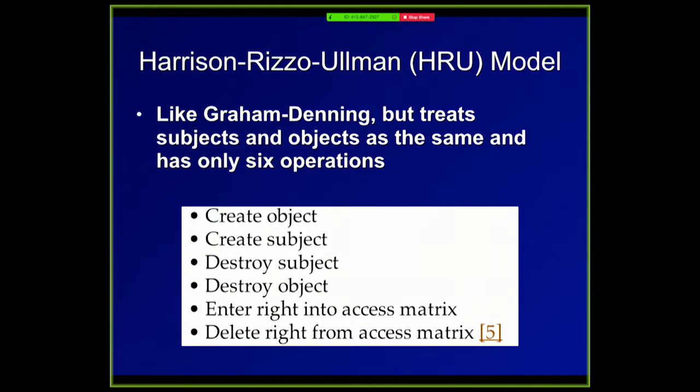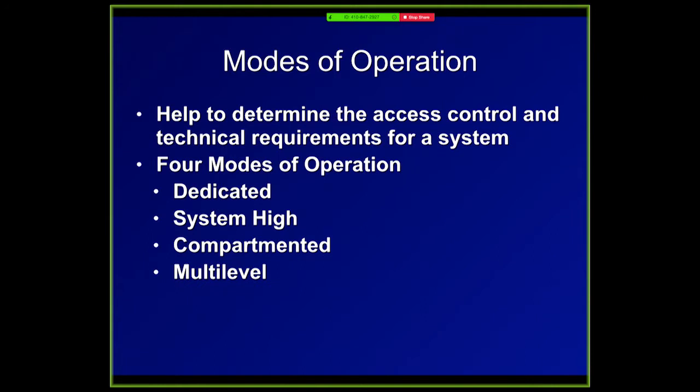Here's the HRU model. Again, the same thing, but they treat subjects and objects the same, and they have 6 fundamental activities, like enter a right into a matrix, delete a right from a matrix, create or destroy a subject or an object, and these rules add up to the constraints necessary to run your business.